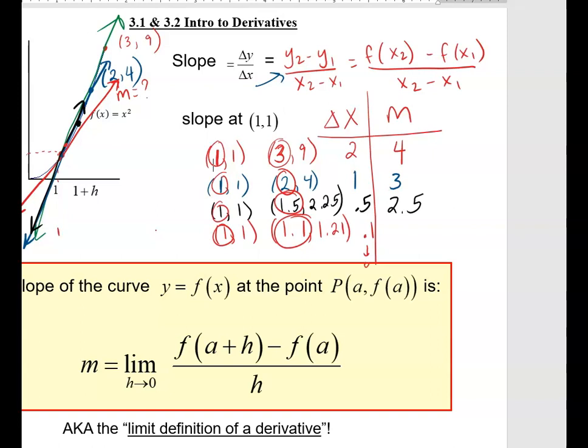But let's look at our slope. My slope now is going to be 1.21 minus 1 divided by 1.1 minus 1, which gives me 2.1 as my estimate. So what I'm hoping you're observing is that these numbers, the slopes rather, are getting closer and closer to a particular value. The slopes are getting closer and closer to 2. That's the idea. So as those distances between the points got smaller and smaller, closer to 0, the slope values for those lines got closer and closer to 2.